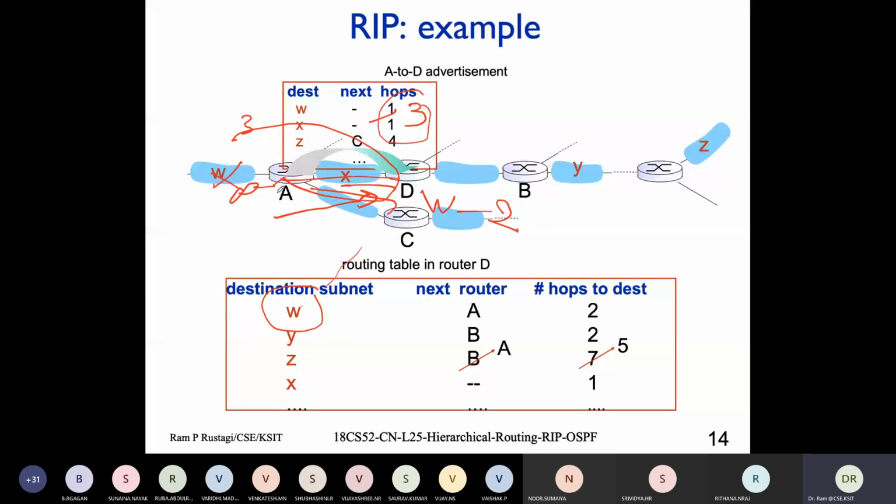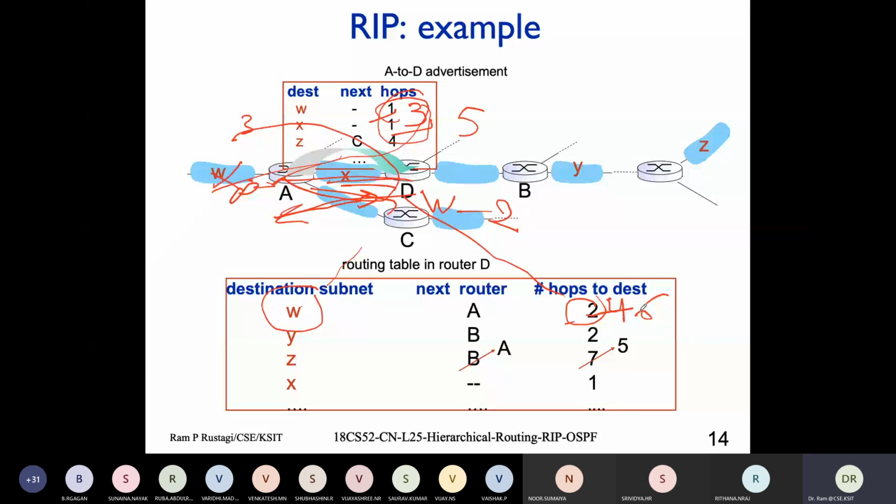So that means A is saying to W, my cost is 3, and D to A is 1. So D would update this entry to W as 4. It will communicate back again. Now D is saying to A, my cost is 4, and A to D is 1, so A would update this cost to 5.